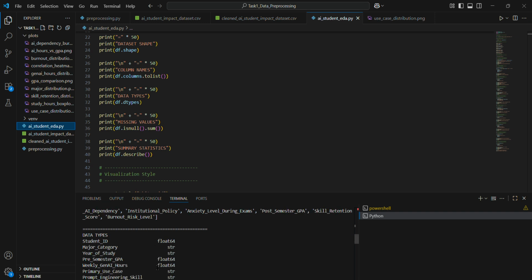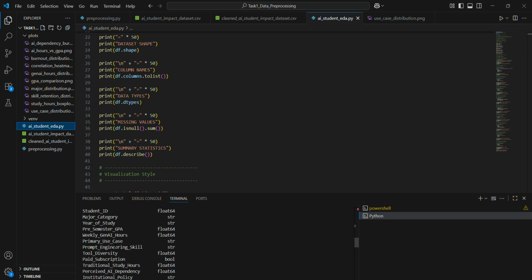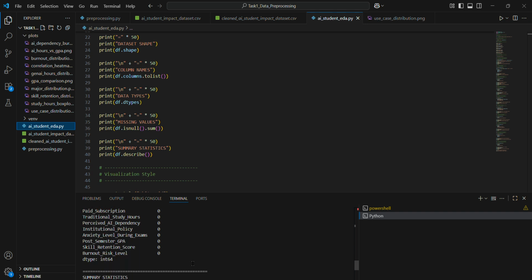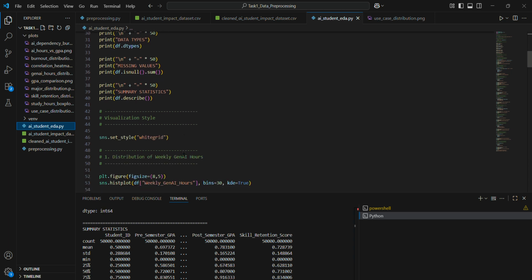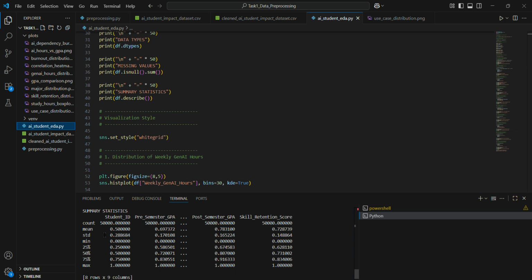burnout risk level. And we also have the data types listed for all the various columns. These are mostly float and string, and there's one boolean as well. We have no missing values for any of the columns whatsoever. And we have the summary statistics here, which is the count, mean, standard deviation, minimum, 25th percentile, 50th percentile, 75th percentile, and max for all our different columns.